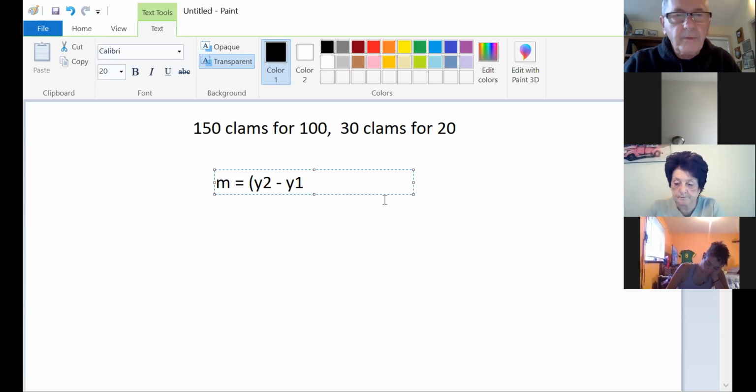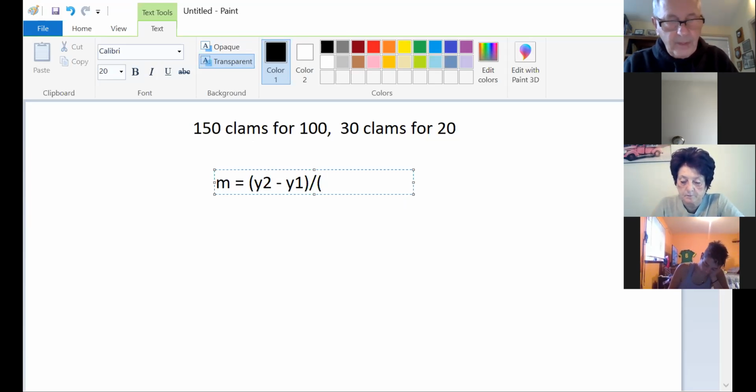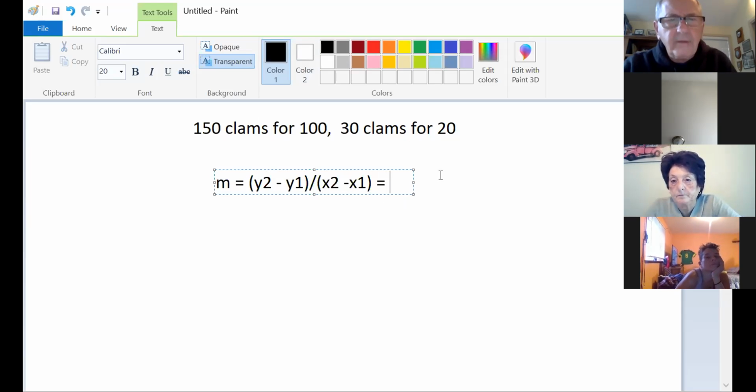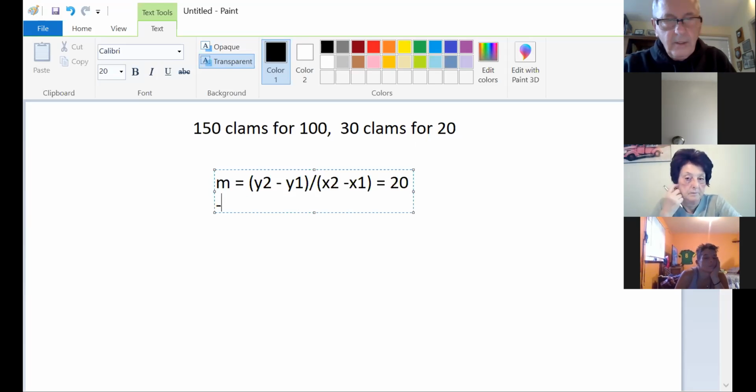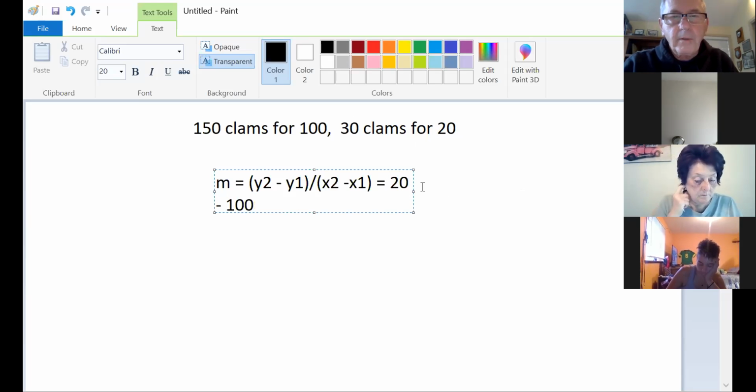Or we just take, we really don't have to do this. We just take the rate divided by x2 minus x1. In this particular case, if we said this was the second data point, we're going negative over negative, but that's okay. If this is the x, this is the y, this is the x, this is the y. So in this particular case, it's going to be 20 minus 100.